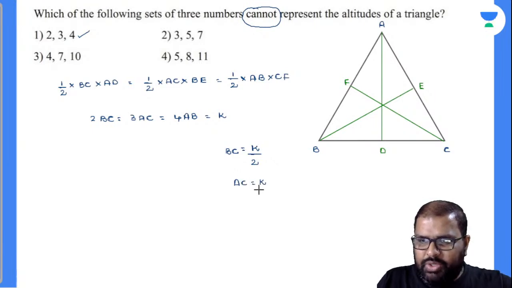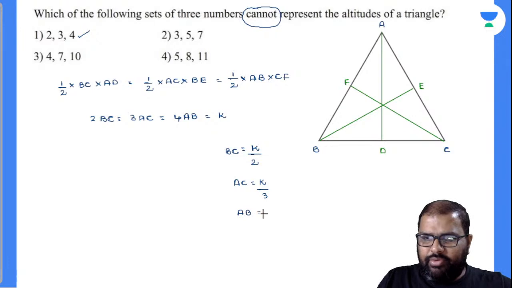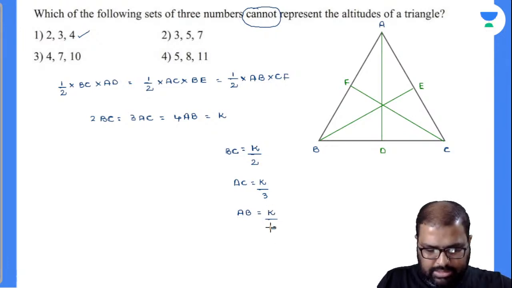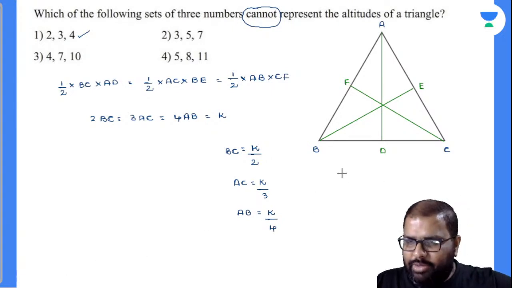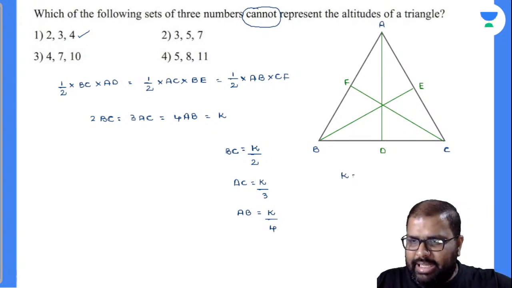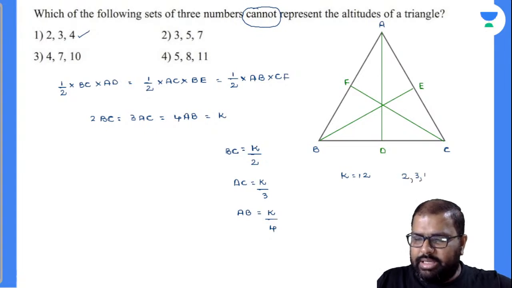I'll take a value which is divisible by 2, 3, 4. That will make us very happy. AB is equal to K by 4. What is the LCM of 2, 3, 4? 12. Yes or no? Yes. I'll take my K value as 12 by taking the LCM of 2, 3, 4. The LCM of 2, 3, 4 is 12. So automatically this K value is divisible by 2, 3, 4.